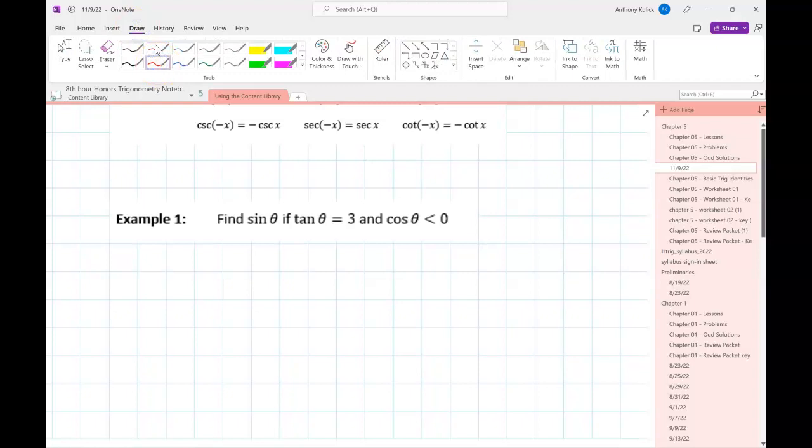All right. First example says find sine theta if tangent theta is equal to 3 and cosine is negative. It's a chapter 2 problem, so just reminding you how we did this in chapter 2. Tangent is positive in quadrants 1 and 3. Cosine is negative in quadrants 2 and 3. So what quadrant are we in? Quadrant 3. Everybody's okay with that? So this is our theta.